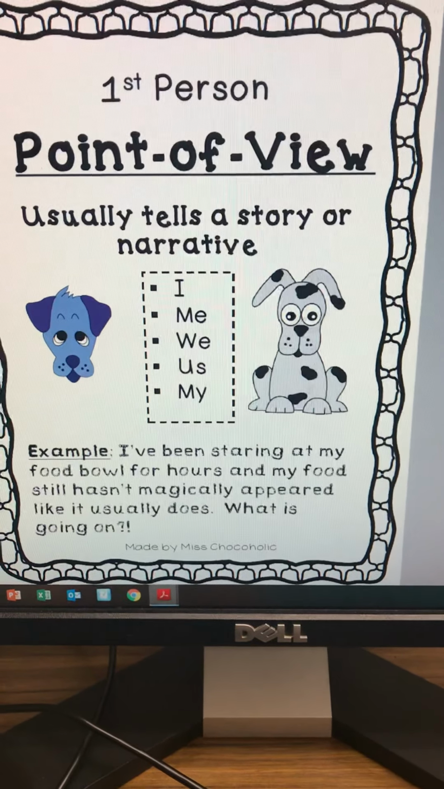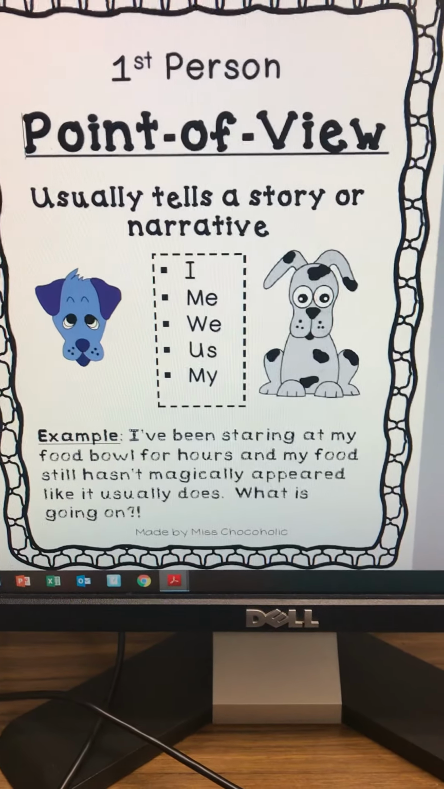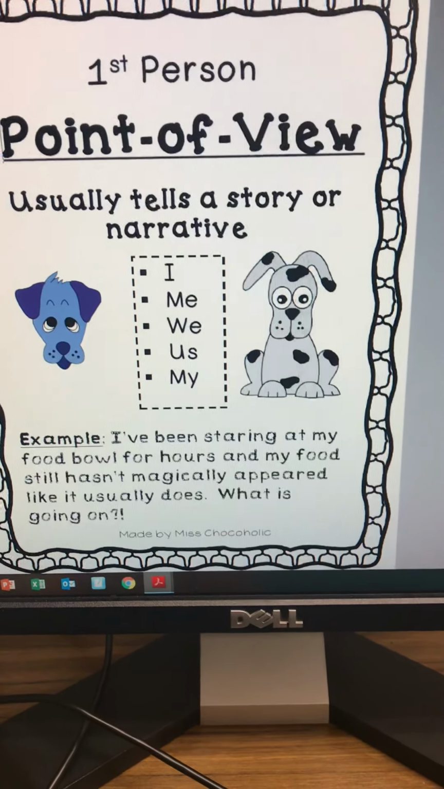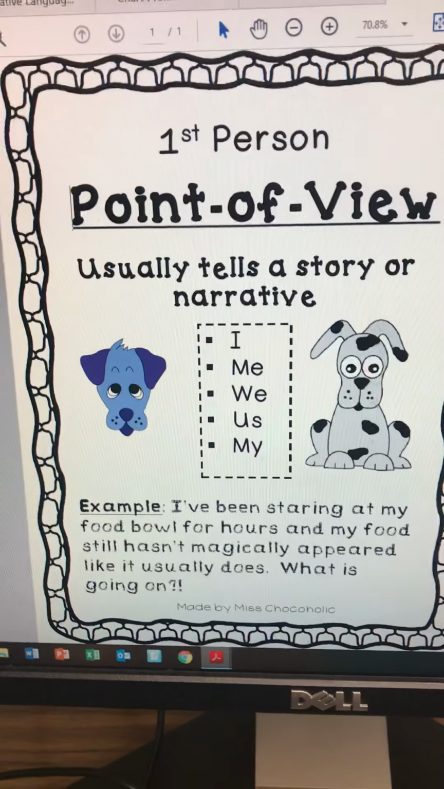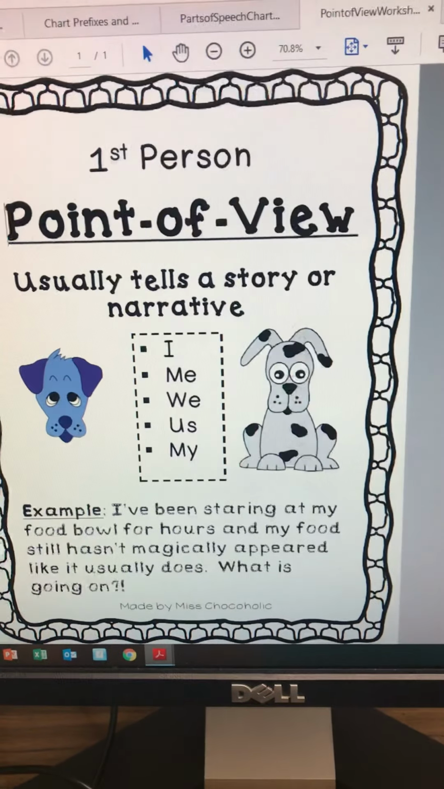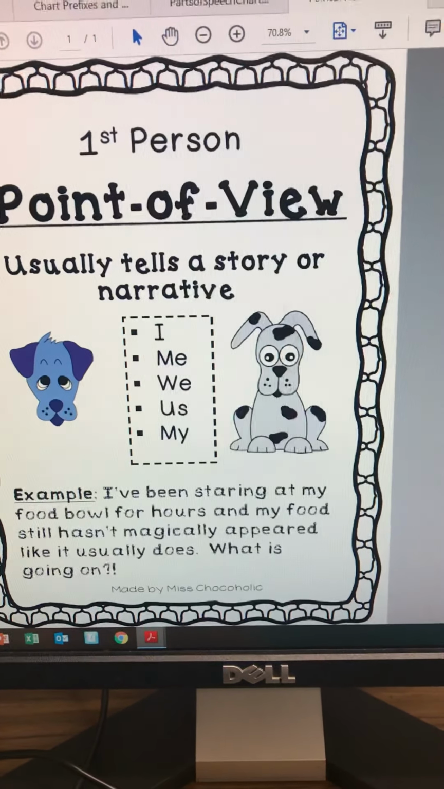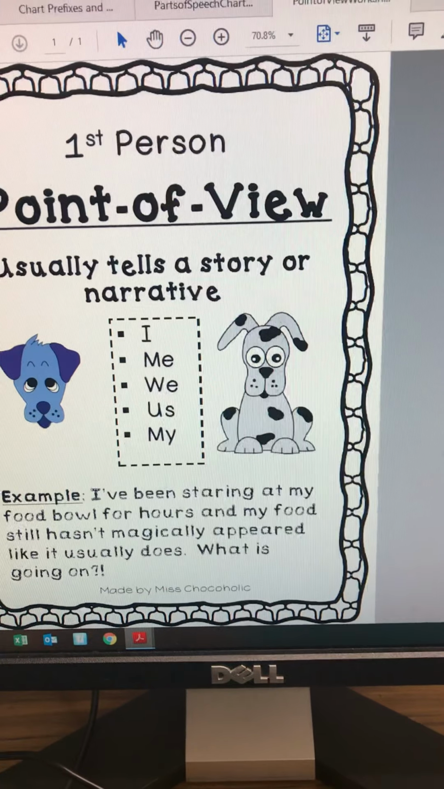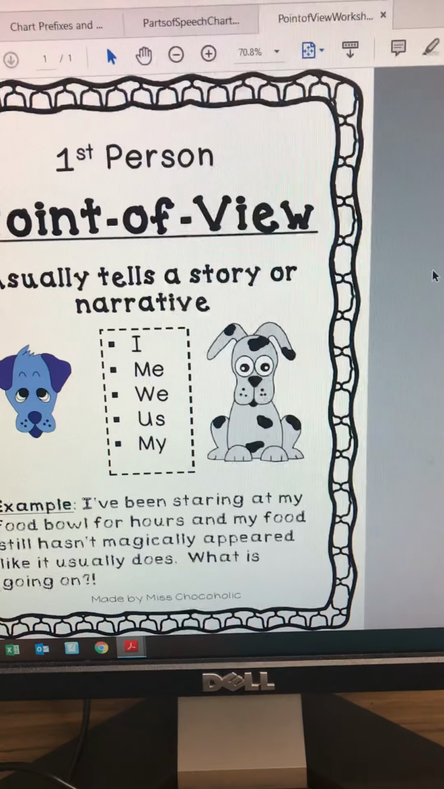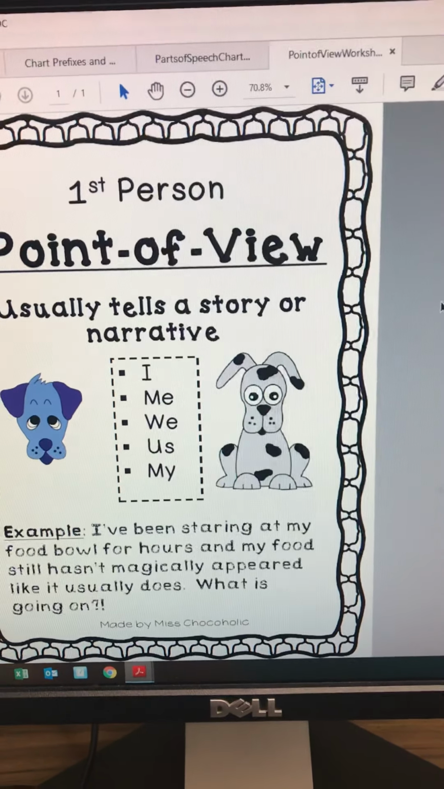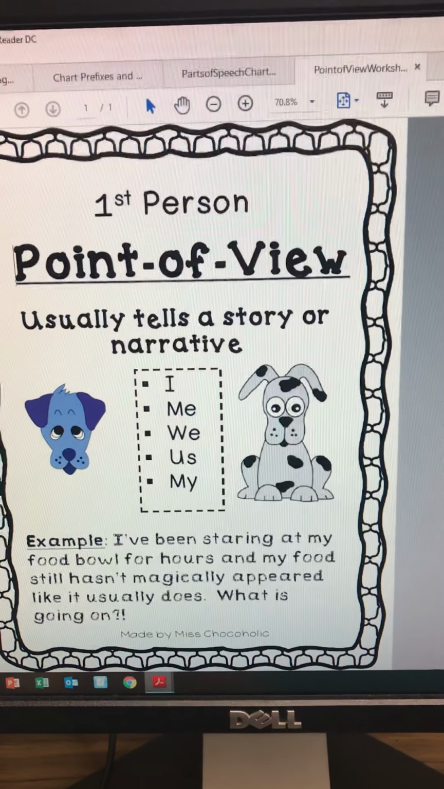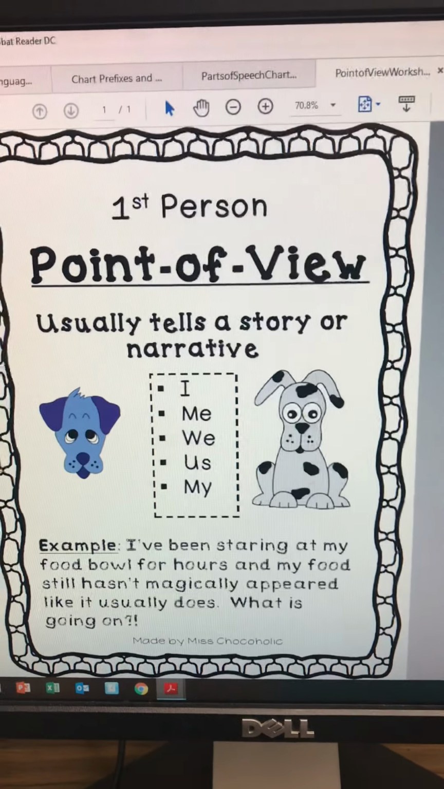But another point of view would be third person. So if I was doing third person, we're going to skip second. If I was doing third person, it would be me talking about the dog. So I would say, my dog has been staring at her food bowl for hours, and her food bowl hasn't magically appeared like it usually does. So if I'm talking about somebody else, then it's third person. If I'm telling the story and it sounds like I'm talking about myself, it's first person.